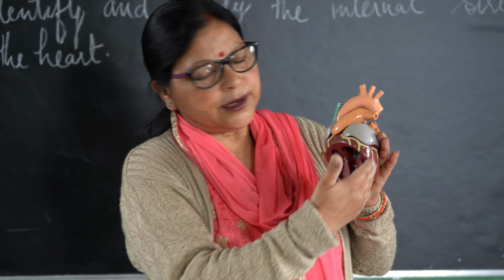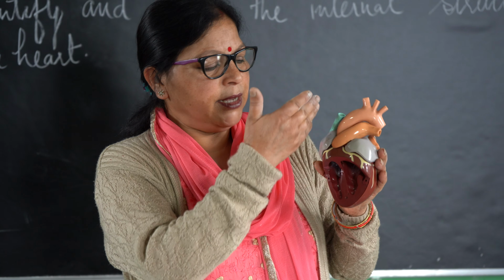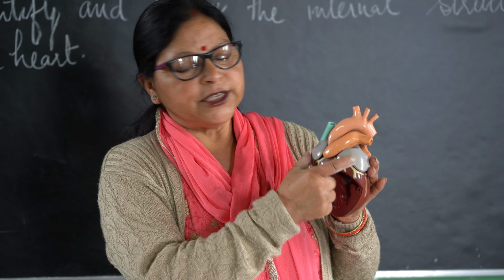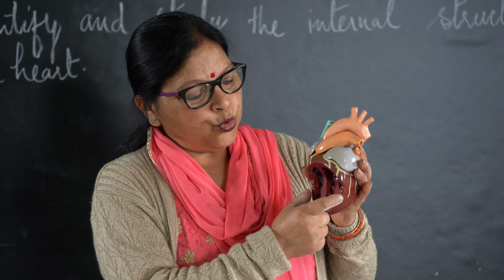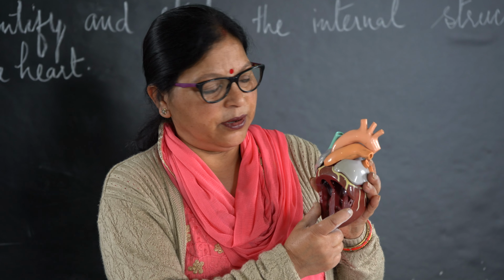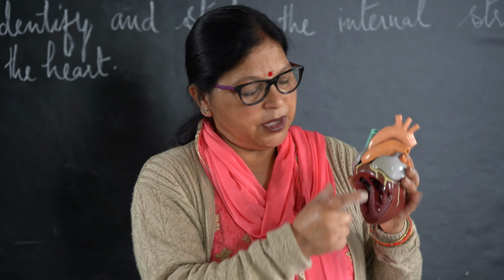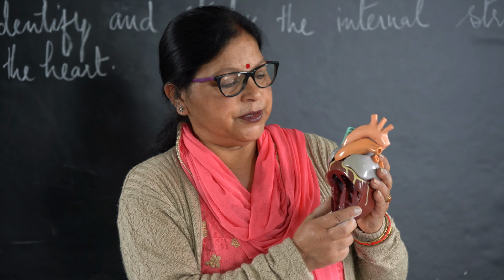If you see, this is the left side of the human heart and this is the right side of the human heart. There are 2 upper chambers, called auricles, and 2 lower chambers called ventricles. These auricles are called blood receiving chambers and ventricles are called blood distributing chambers.